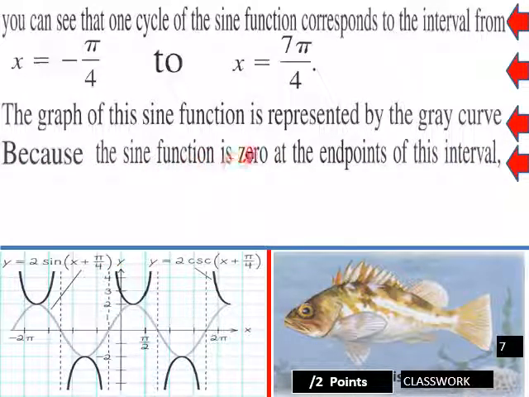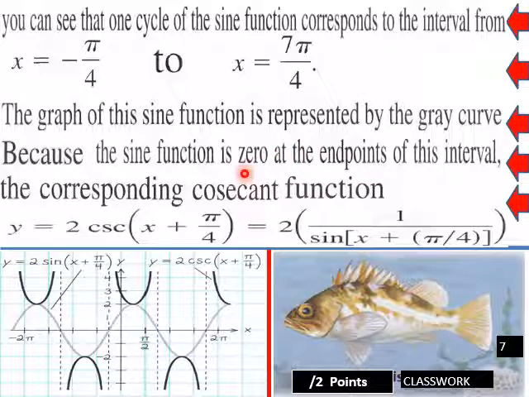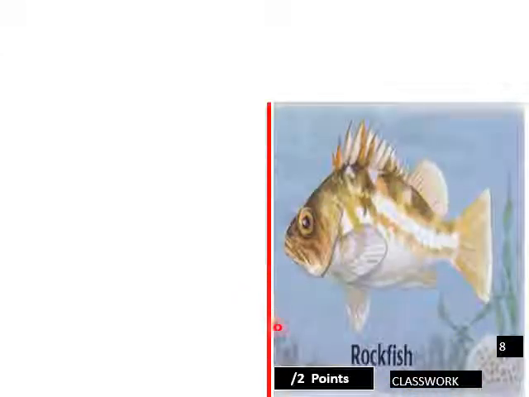Because the sine function is 0 at the endpoints of this interval, the corresponding cosecant function, y equals 2 cosecant quantity x plus pi over 4, equals 2 times 1 over sine of quantity x plus pi over 4. So they definitely have a relation here like that.